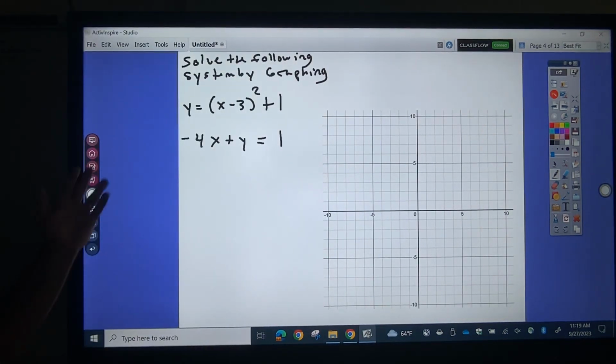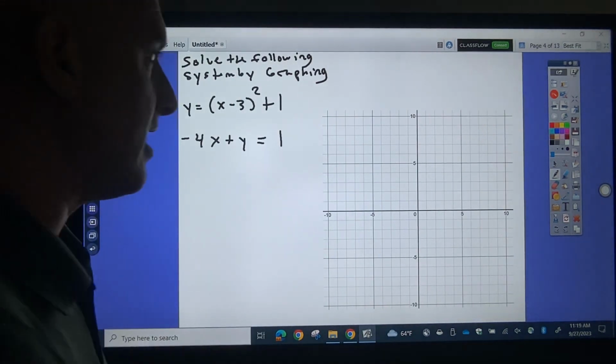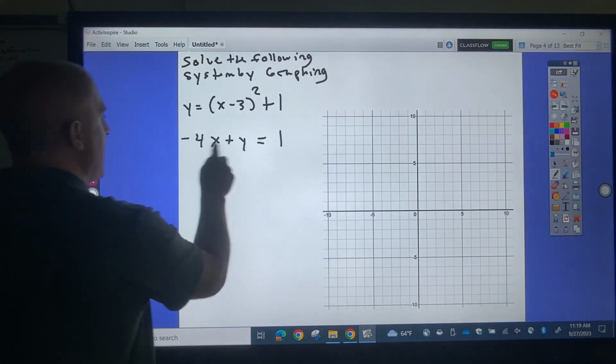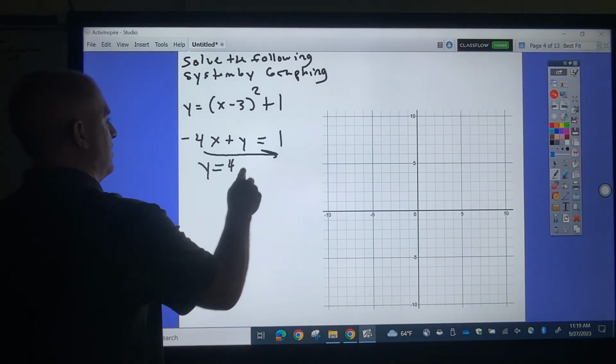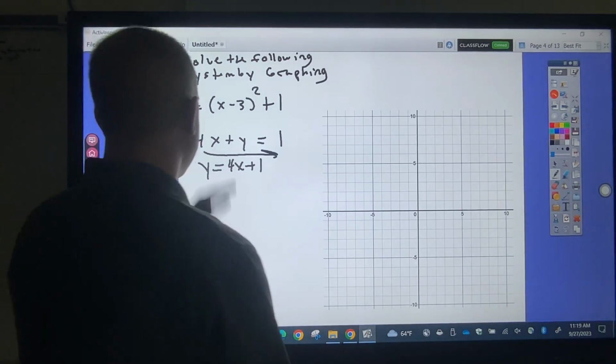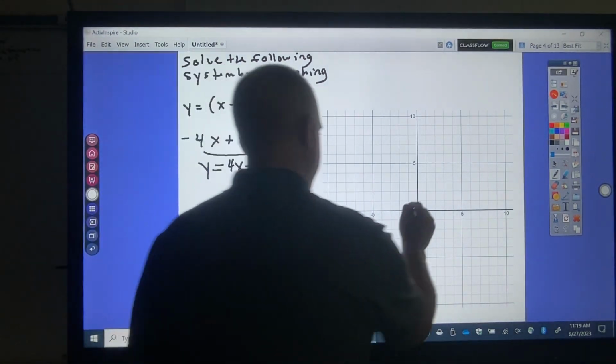All right, solve this system. Now we're going to graph a quadratic and a line. The line, I'm going to have to get in y equals. So that moves over. That's y equals 4x plus 1. That's a quadratic. I'm going to start with the line.